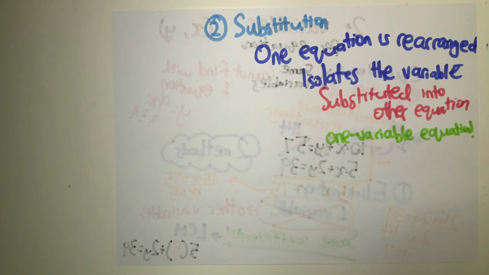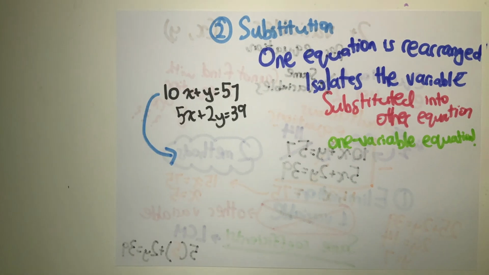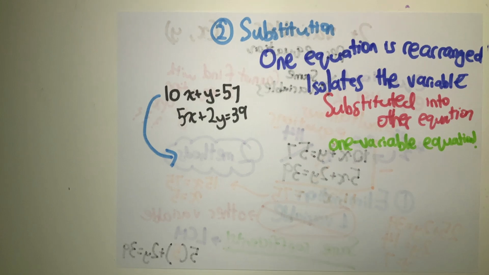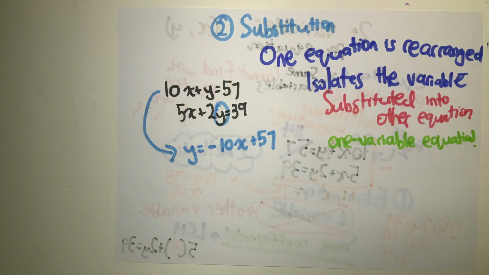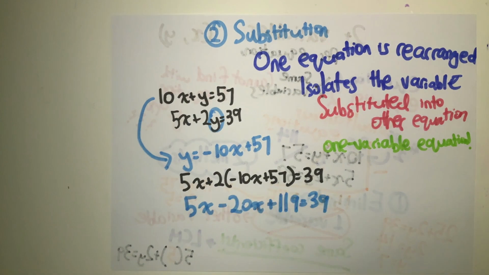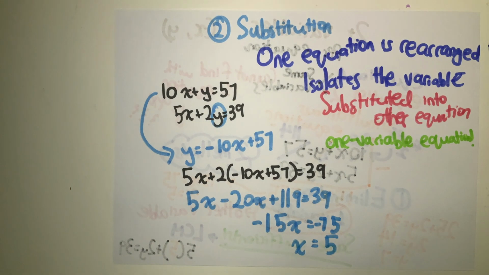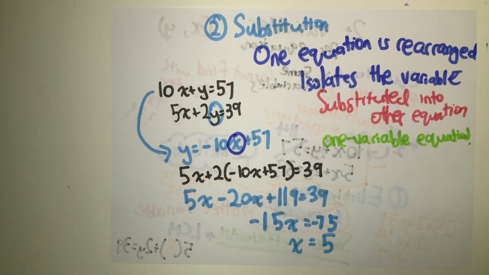Substituting this into the other equation, we obtain that 5x plus 2 times negative 10x plus 57 is equal to 39. Simplifying, negative 15x equals negative 75, so x equals 5. By using the first equation, y equals negative 10x plus 57, which is equal to 7.